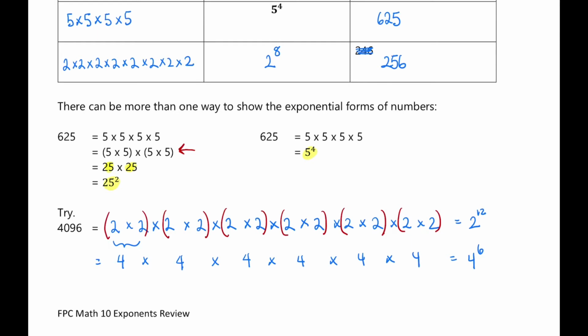Lastly, we can do one more pair. We can do 4 times 4, 4 times 4, and 4 times 4. So this one equals 16 times 16 times 16, which is 16 to the power of 3. So we just confirmed that we can write 4,096 in 3 different exponential forms.